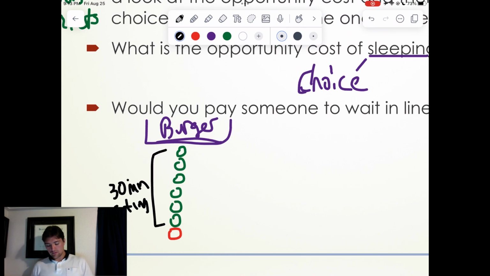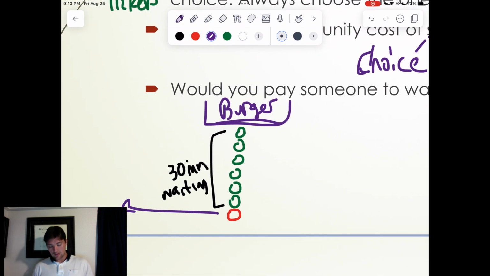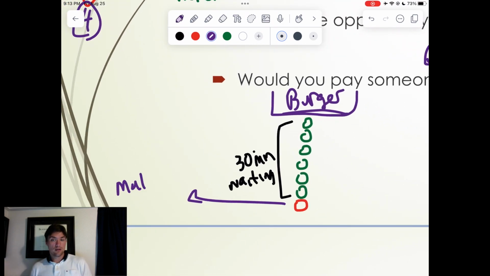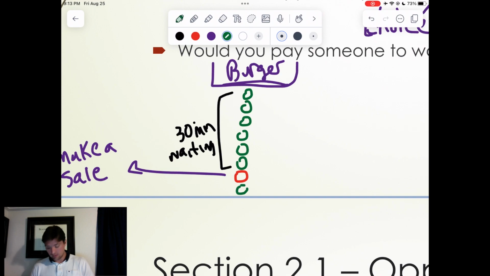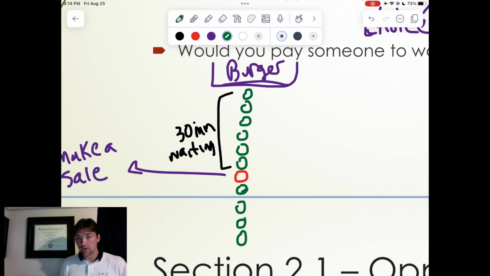So what you're going to do is you are going to step out of line to make a sale. Maybe you sell t-shirts, maybe you sell shoes, right? So you make a sale. But the problem is that the persons that are behind you, they could go up. But you don't want that. You don't want to lose your spot in line. So, because you want to make the sales call, but you can't be in line, would you pay someone to wait for you?